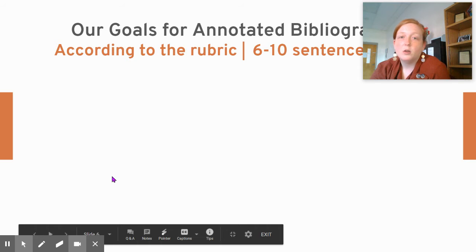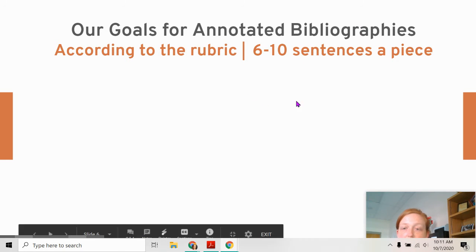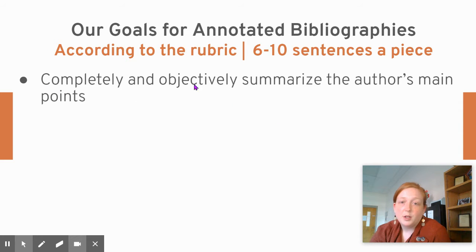Here are our goals for this bibliography. Okay, according to the rubric, it should be 6 to 10 sentences for each source. Should be completely and objectively summarized the author's main point. Your opinion should not be in your annotated bibliography at all. You cannot say the Second Amendment is a violation of our rights or marijuana should be legalized. You cannot present opinions in this. You're just presenting research. That's it.